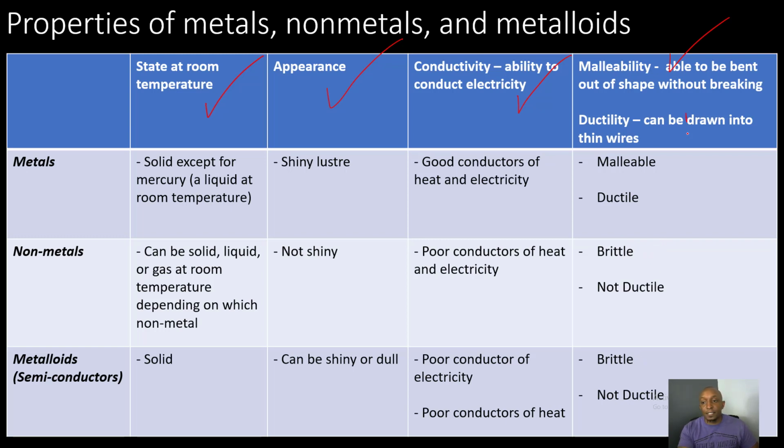Then we take a look at ductility, and that's an element's ability to be drawn into thin wires. Since metals are so malleable, they are also ductile, and that's why we use them to wire electricity in our homes. Then non-metals, since they're brittle, are not ductile, and if they're brittle in the first place, they're going to easily break. So we definitely won't be able to draw them into thin wires. And the same goes for a metalloid. They're not ductile either, so we can't draw them into thin wires.